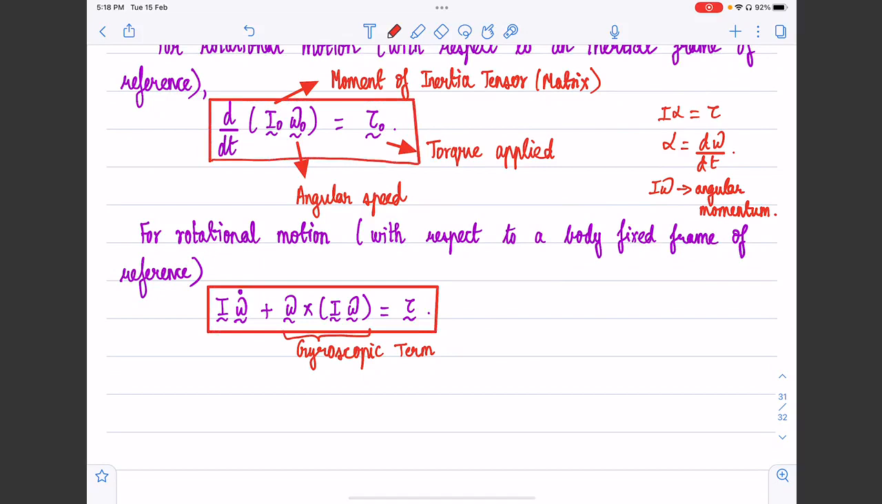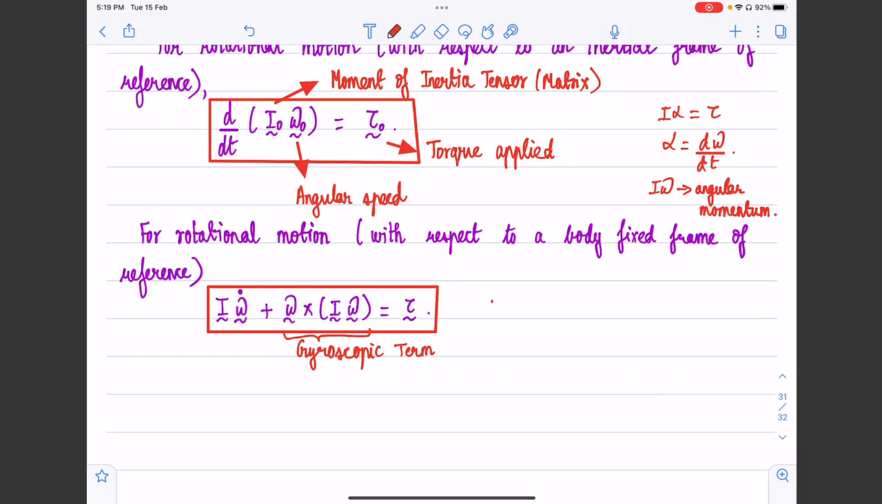So you can clearly observe that there is a slight change in the notation, and when we write down the equation of motion with respect to a non-inertial frame of reference, such as a body fixed frame of reference, we get this gyroscopic term appearing in this equation. Okay, so that's something which is very important.